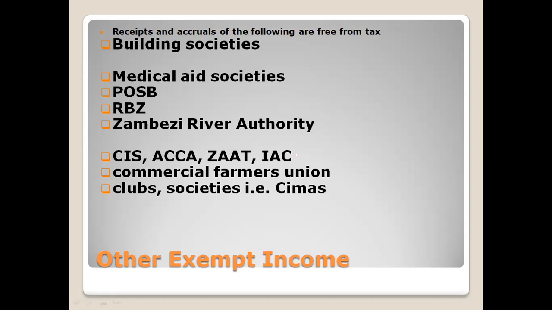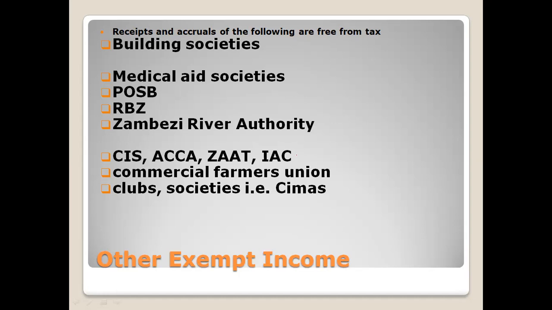CIS, ACCA, ZAAT, IAC. These are professional accounting bodies that we have. Commercial farmers and societies such as CIMAS, that are the medical aid societies. So we're saying these are exempt incomes. If you receive income from a building society, that income is tax-free. I think that's to make your life very easy in this case.